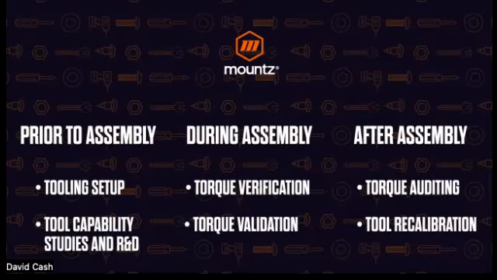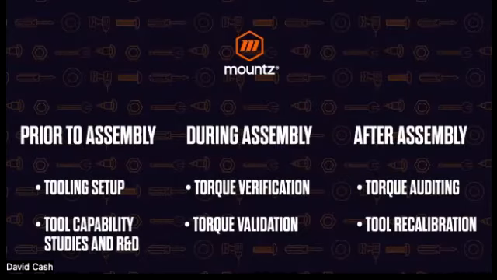Prior to the assembly, we have our tool setup process, and the ability to do tool capability studies and R&D. During the assembly process, we're doing torque verification or torque validation in between calibration cycles. And after the assembly has been done, we can use our torque analyzers to do torque auditing on specific fasteners or on tool recalibration, again providing us with traceability within the entire process.